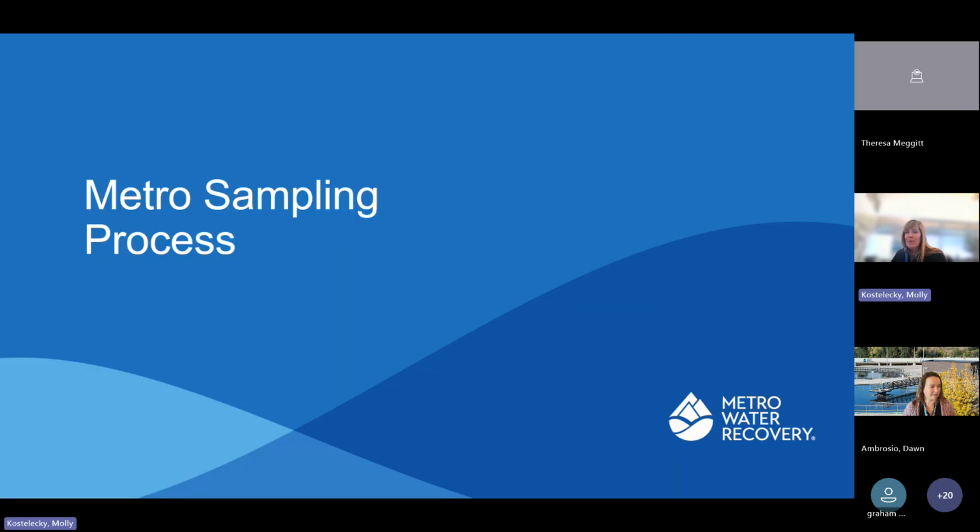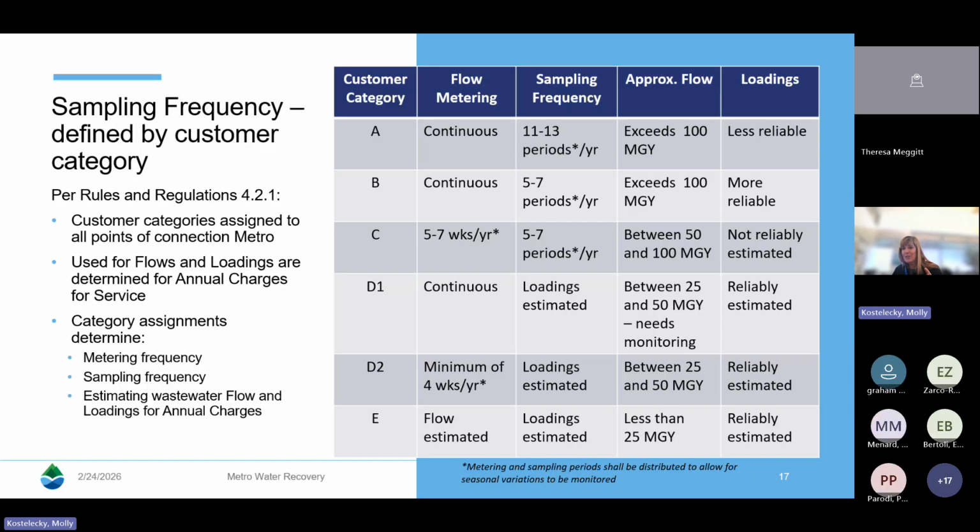All right, so let's talk a little bit about the sampling process. So how do we get this data? As many of you know, we have connections. We have over 100 connections into the system from you all. And those are all categorized based on the rules and regulations. The rules and regulations say we have these different types of customer categories. Here's a chart that gives you these letters, and we establish that, approved by the board, for all these connections every single year.